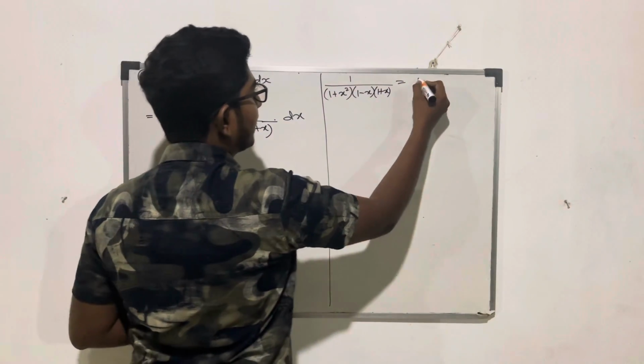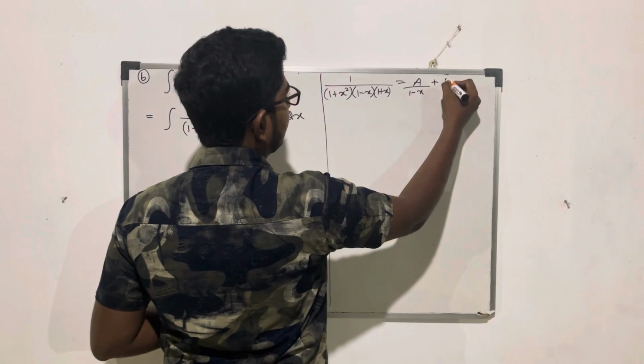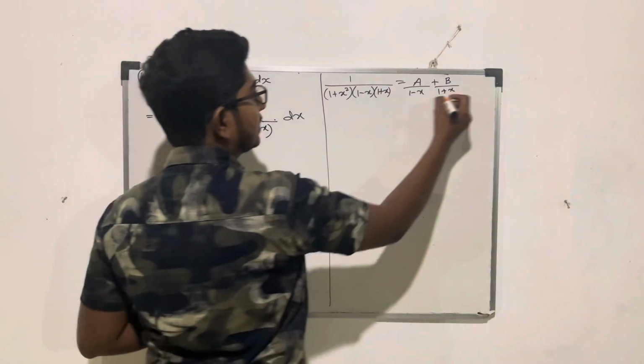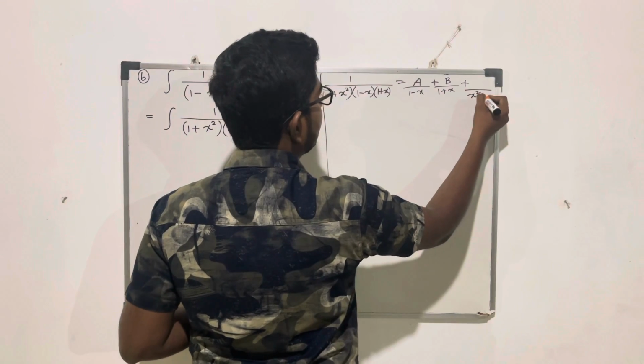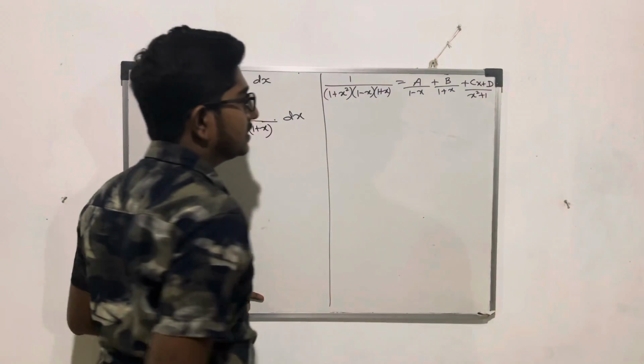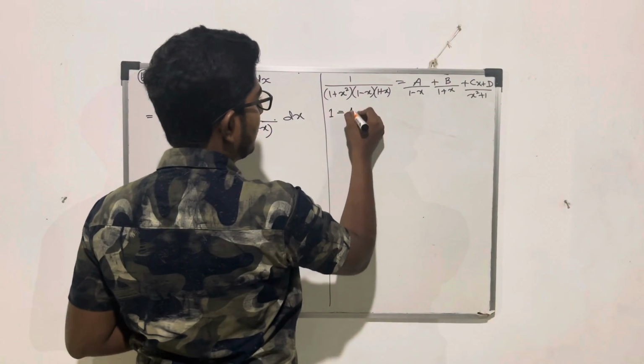For a linear factor we have a constant. For this linear factor we have the second constant. This is a quadratic expression. For quadratics we have to write linear factors, which is cx plus d.